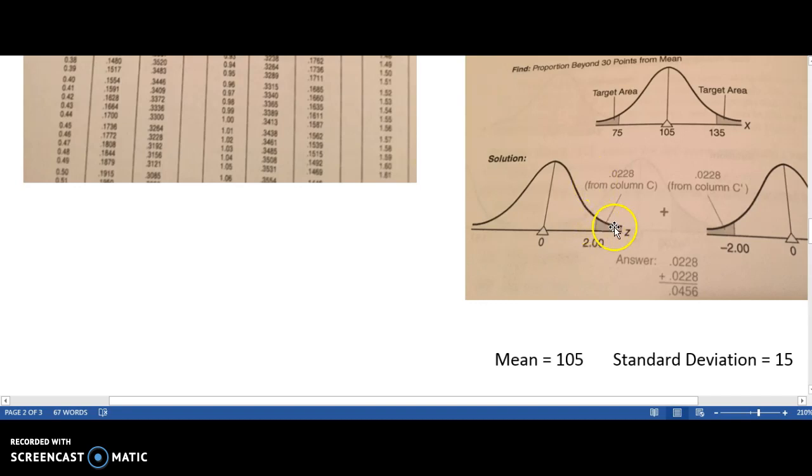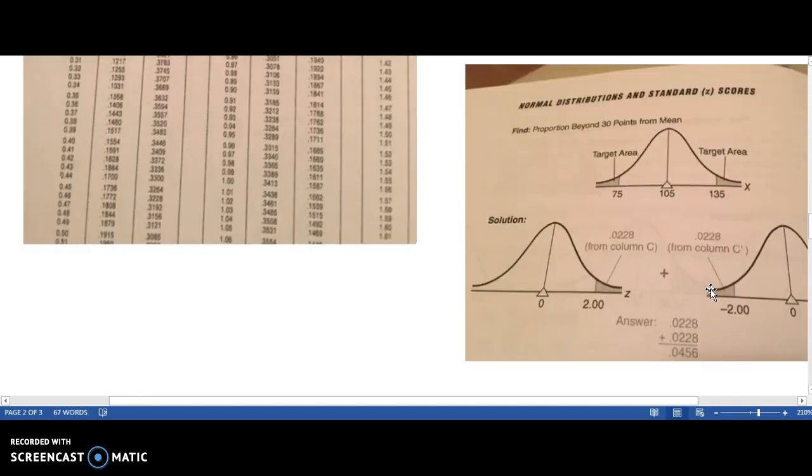Now that's the area under this little curve in the tail from 2.00 to the positive tail. The area from negative 2.00 to the negative tail is identical due to the fact that the curve is symmetrical. So the total proportion or area under the curve beyond the value of 30 points from the mean is 0.0456. I hope that helps walking you through those problems.